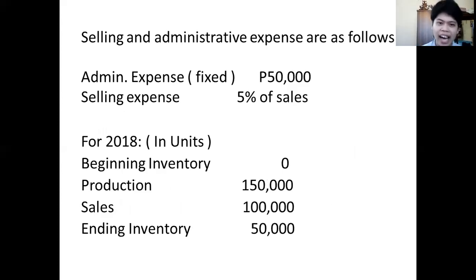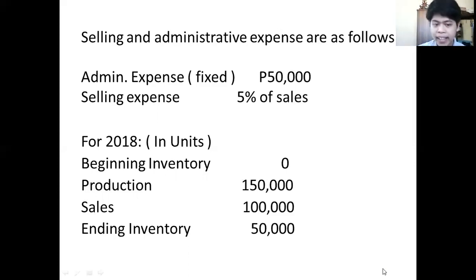Actually, not yet. There is still more given. Selling and administrative expenses are as follows: fixed administrative expense of 50,000 pesos and selling expense of 5% of sales. Maybe you got nervous, right? I want to emphasize that in these kinds of problems, what is given at the bottom is important.